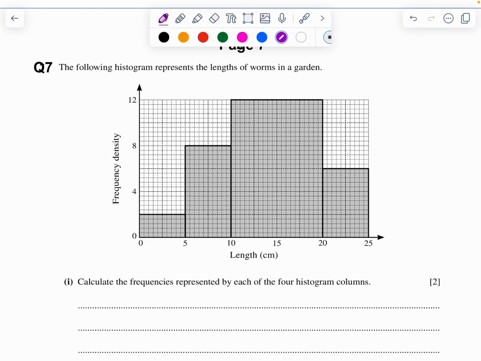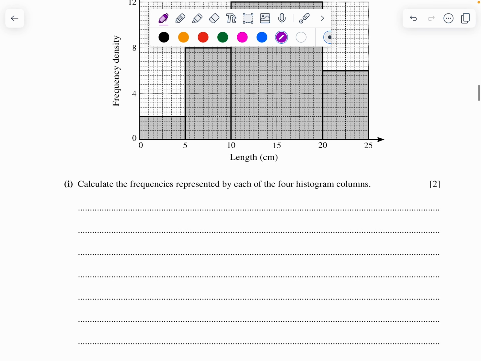So, let's see that. What is he asking? He is asking us to find the frequencies represented by each of the four histogram bars. First of all, I am going to find the heights. Frequency density is nothing but frequency divided by the class width. So the formula for the frequency is: frequency equals frequency density times class width.